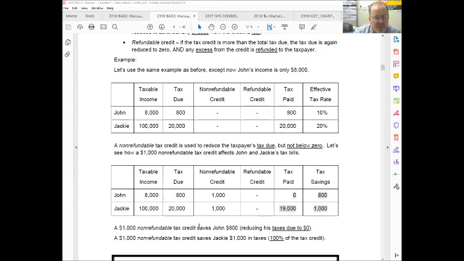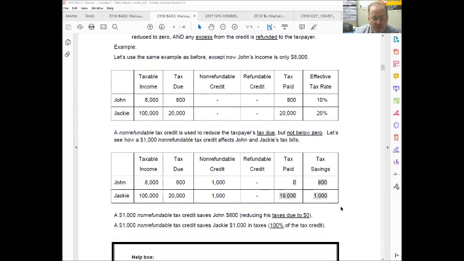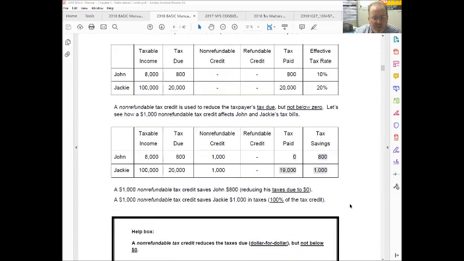So we had taxable income for John. His tax due is $800, because of the 10%. He has a non-refundable credit of $1,000. Now, that $1,000 wipes out his tax bill, but because it's non-refundable, I'm only saving $800. I don't get the excess. In the case of Jackie, that credit's a little bit more beneficial because she gets to use the whole amount, so she gets the full $1,000 as a reduction of her tax bill or tax due.